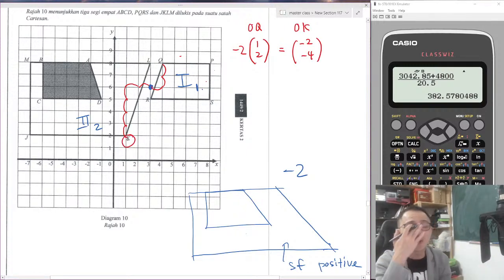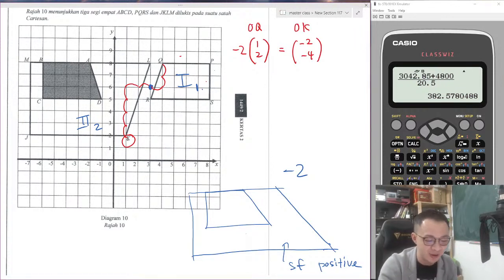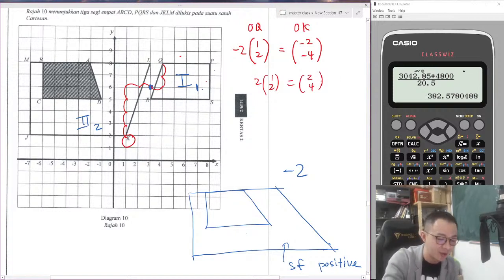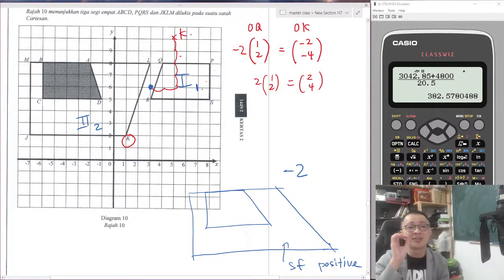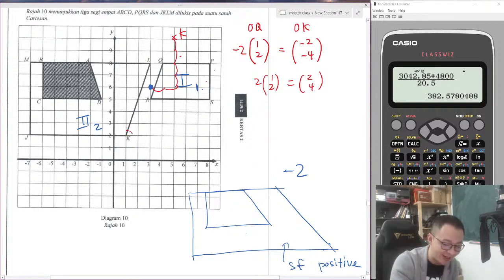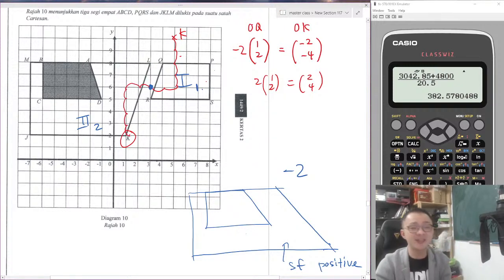And you might ask me, sir, what if the skew factor is +2? Then I will multiply +2 here. I will get 2, 4. This departs from the center point. So therefore, my K should be 1, 2, 1, 2, 3, 4. My K will be here if my skew factor is +2. But if my skew factor is -2, my K is here, because you can see I will actually be moving here, isn't it? So this is the difference between the skew factor being positive or negative.